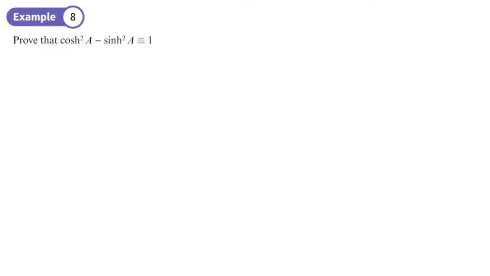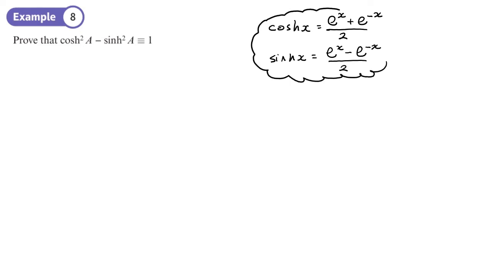So whenever we're asked to prove these identities, we're going to prove it from the definitions of cosh and sinh or tanh. So we know that cosh x is e to the x plus e to the minus x over 2, and sinh x is equal to e to the x minus e to the minus x over 2. So we're going to use these definitions, and we should end up with 1 if we do it correctly.